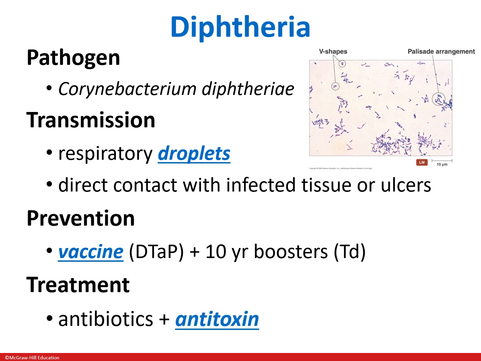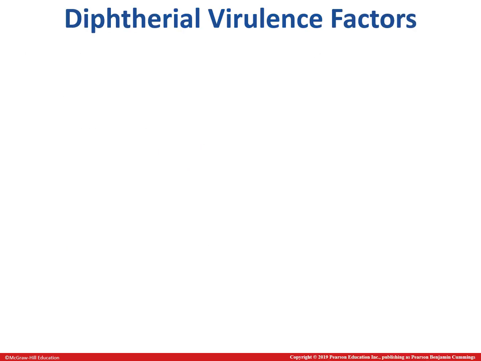And so again, antibiotics are effective if it's diagnosed properly, but because the toxins are the ones that are really doing the damage, antitoxins. So we do have antibodies that we can also give to help prevent progression of the disease.